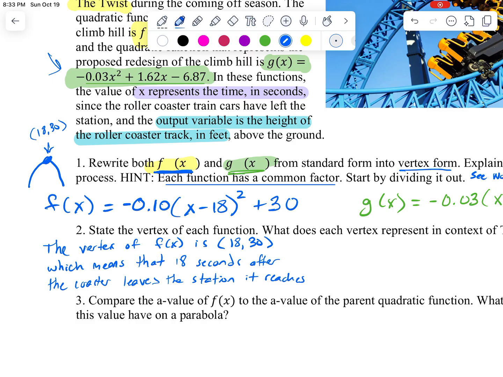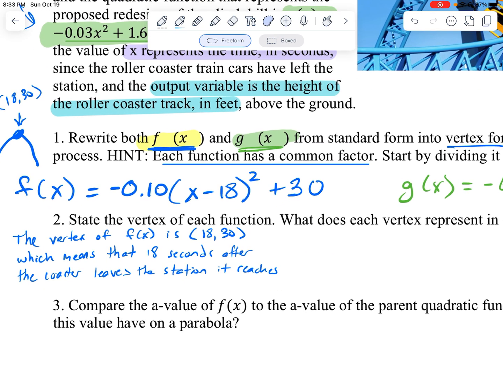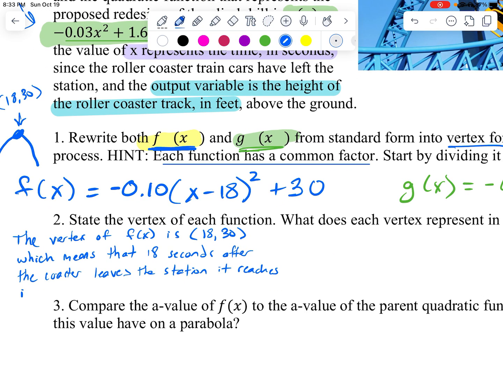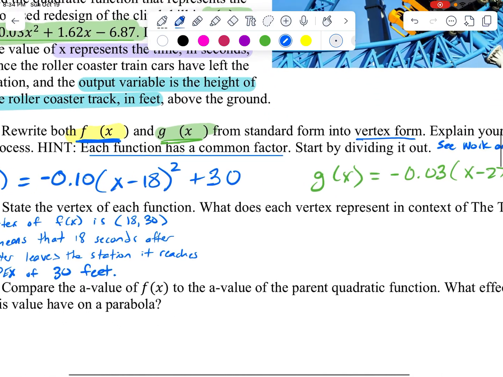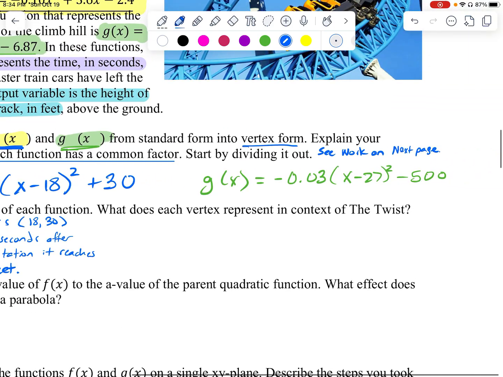So it reaches its apex of 30 feet high. It's as high as it goes after 18 seconds. All right, so the roller coaster takes 18 seconds to get 30 feet, and then it starts coming back down. Okay, what about g of x? What does this one tell us?